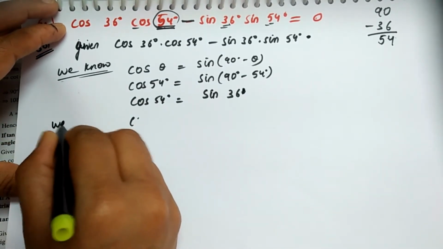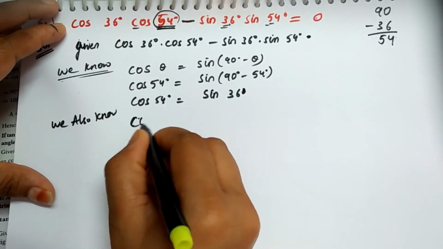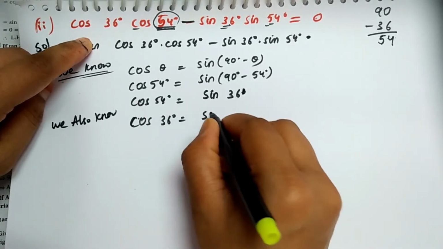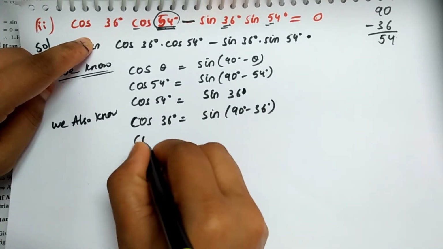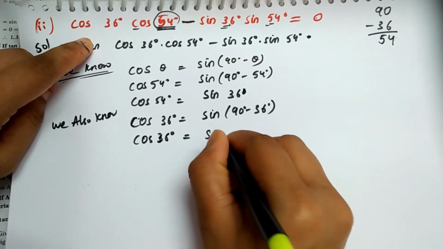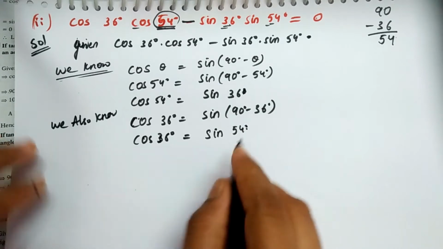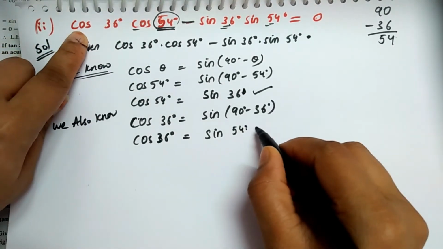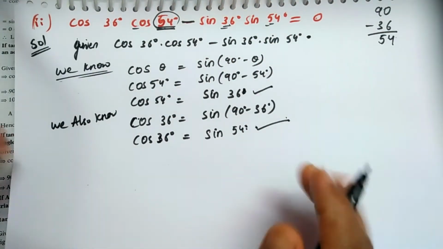And another thing we also know is that instead of 54, it is 36 degrees now. Cos 36 degrees is nothing but sine 90 degrees minus 36 degrees, which is sine 54 degrees, right? I'm so sorry for the handwriting. So we got cos 54 degrees in sine term and cos 36 degrees in sine term. This is sine, this is sine, easy to get the answer, right?